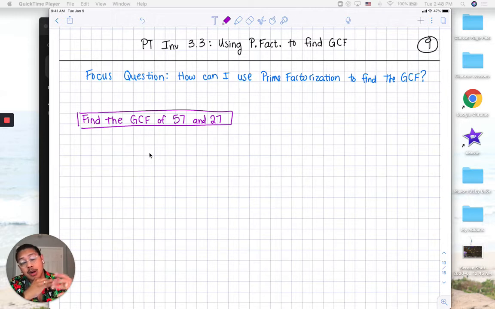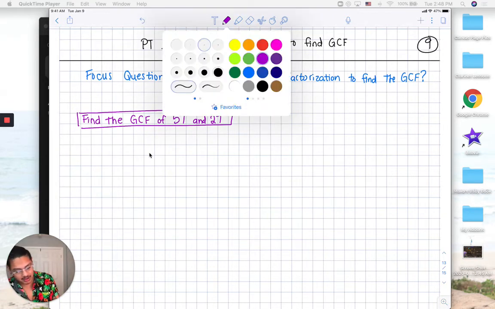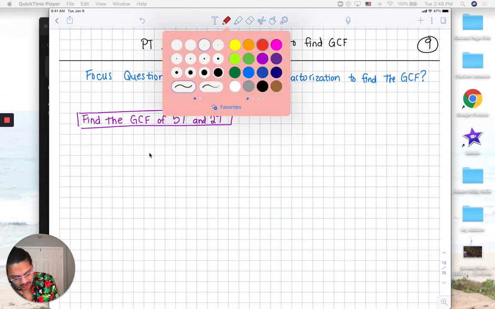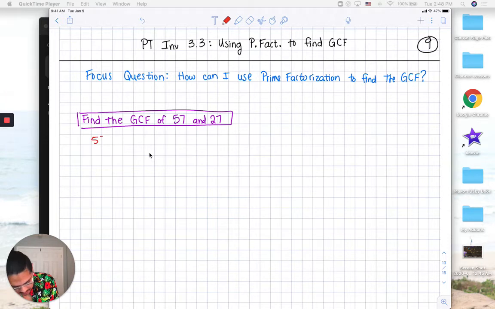What prime factors do these numbers have in common? So let's go ahead and prime factorize. Let's find the prime factorization for each of these numbers here. So 57, it's an odd number. What's the smallest number that goes into 57 that is not 1? 2 does not work. Does 3 work? Yes, it does.